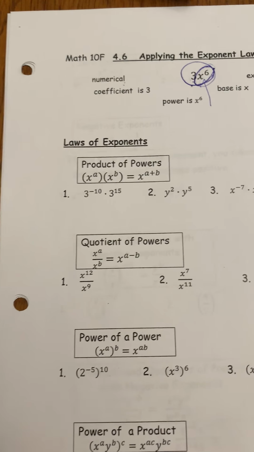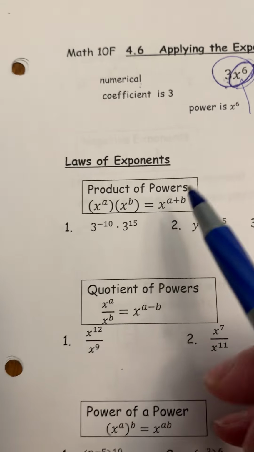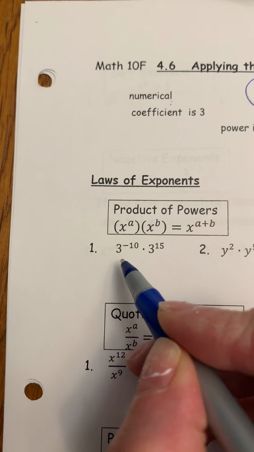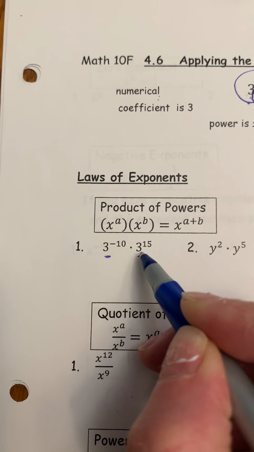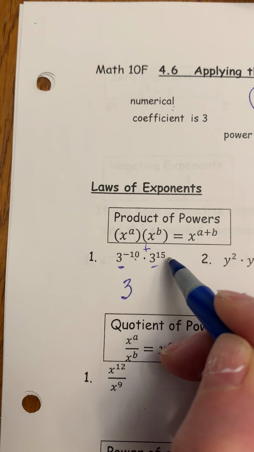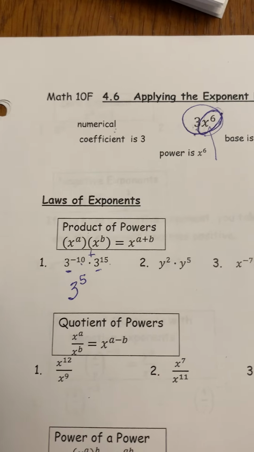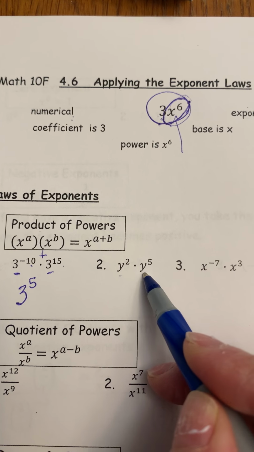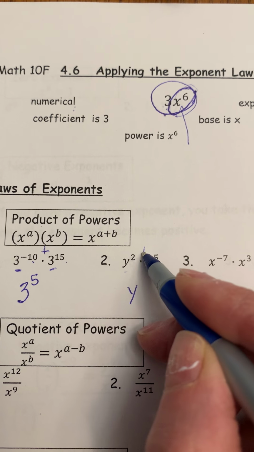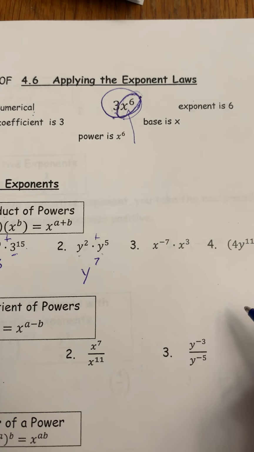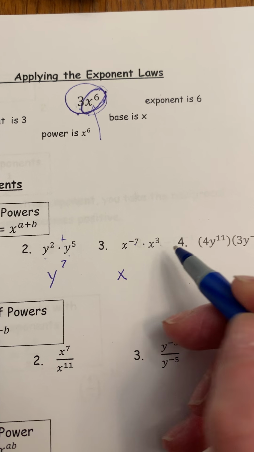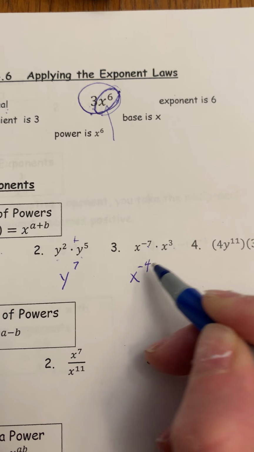All right, so let's jump into our exponent laws that we should remember. Product of powers. So product means when we're multiplying. And so you might remember from grade 9, when we multiply bases that are the same, we simply add the exponents. So we keep the same base, and negative 10 plus 15 is 5. Okay, and then if we have bases that are not numbers, and that's okay, these bases are the same, they're y. So we're going to add the exponents, and we're going to get 7. And here now we're going to get x, and then we're going to add negative 7 and positive 3, and we're going to get negative 4.